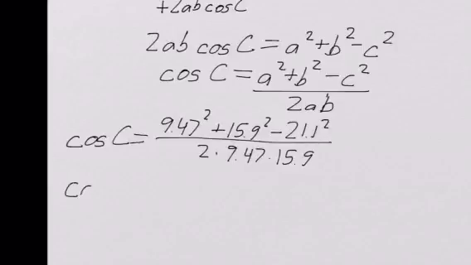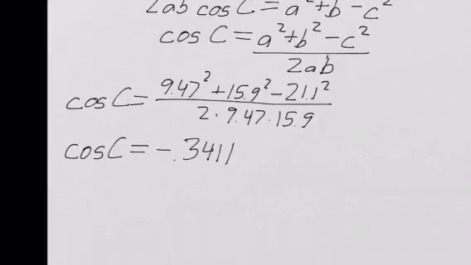So we now end up with cosine of C. If I plug all that in, I get negative 0.3411. Take that inverse cosine, and I get C is approximately 109.9 degrees.